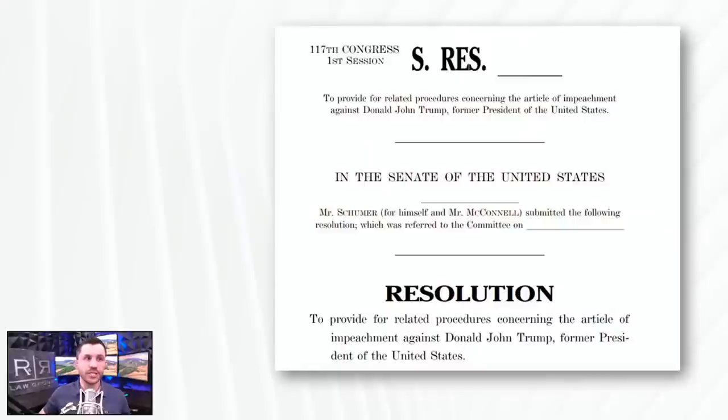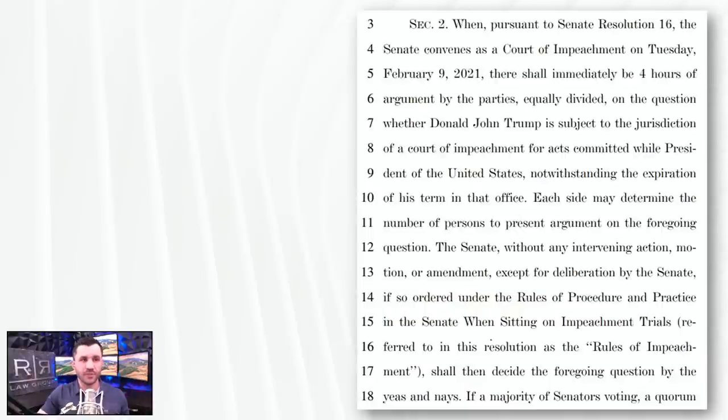This is the resolution, and this is saying that it's Mr. Schumer and Mr. McConnell, they submitted their resolution, and this was to provide for related procedures concerning the article of impeachment for Donald Trump. And we're not going to go through this whole document, but I just wanted to show you what was scheduled for today. So today, Tuesday, February 9th, there shall be 4 hours of argument by the parties equally divided on the question of whether Donald Trump is subject to the jurisdiction of a court of impeachment for acts committed while president, notwithstanding the expiration of his term of office.